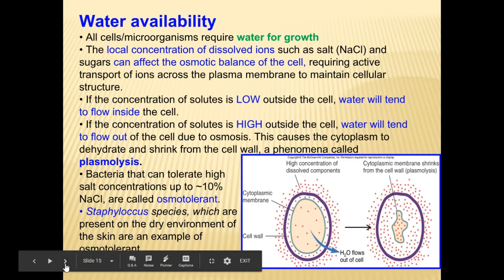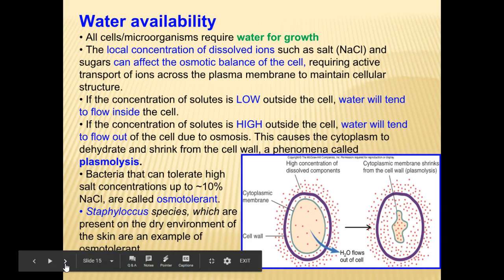When we look at water availability, all cells, everything on Earth, requires water for growth. It's how they manage the influx of water into their cell, or the amount of water that's available to them, that's important. The local concentration of dissolved ions, like salt and sugars, can affect the osmotic balance of a cell. This is what you studied in biology, right? It requires active transport of ions across the plasma membrane to maintain cellular structure.